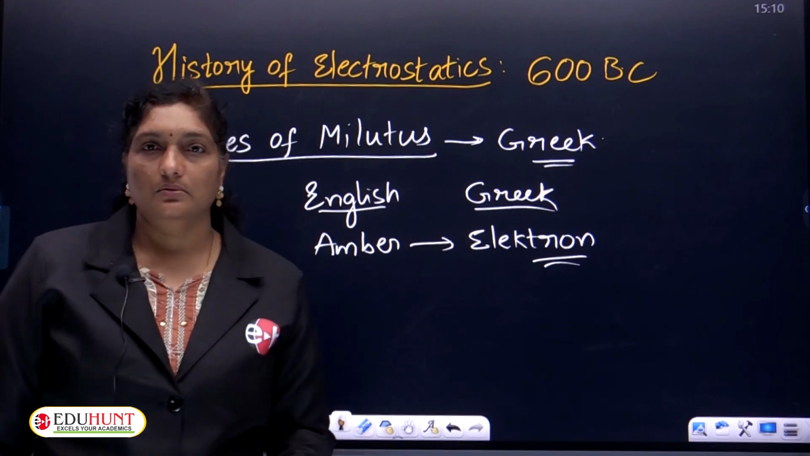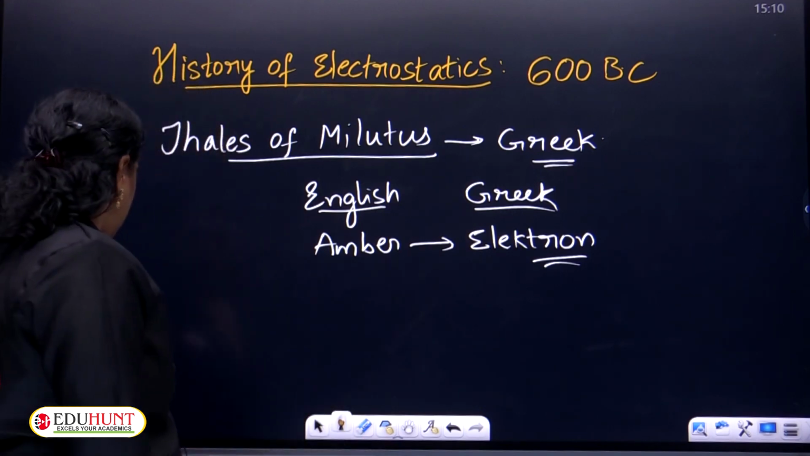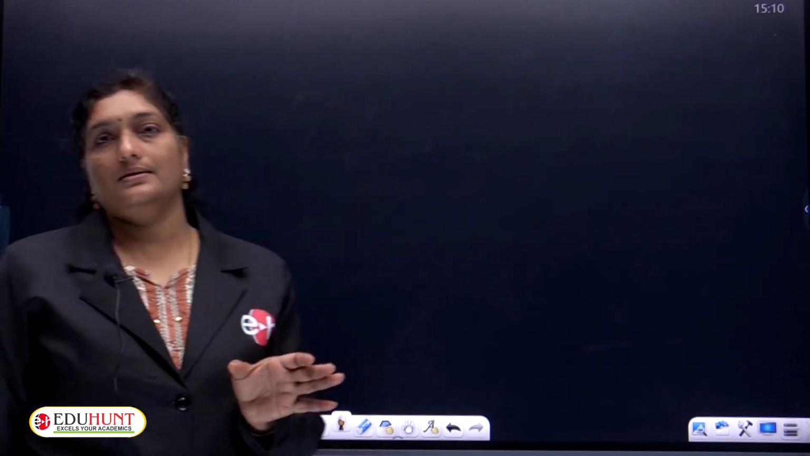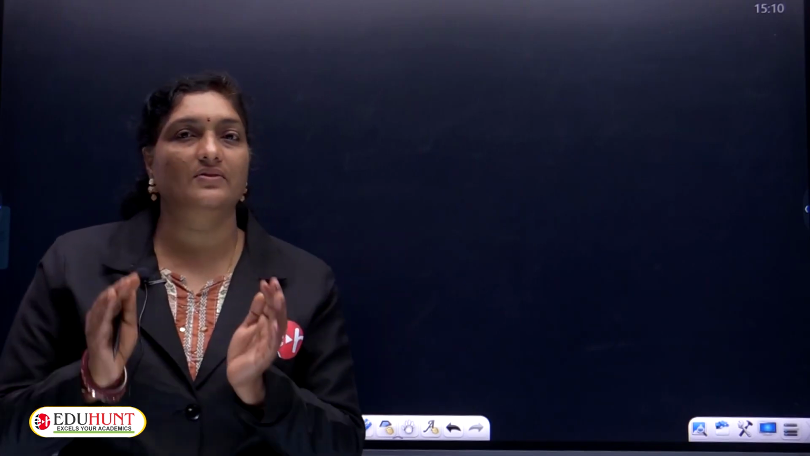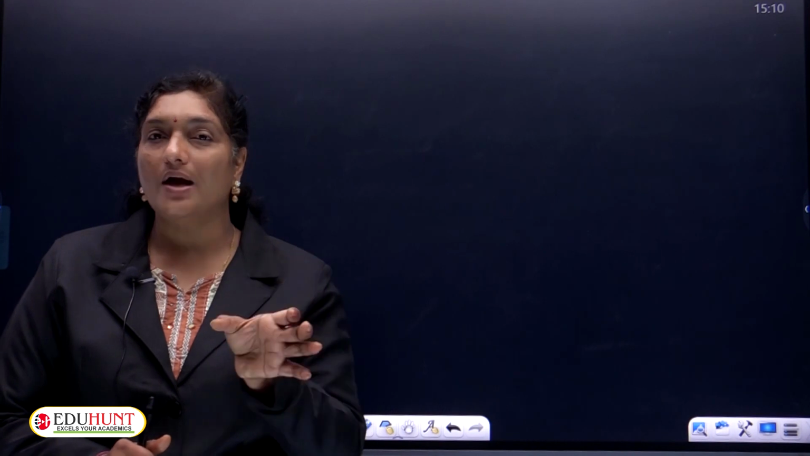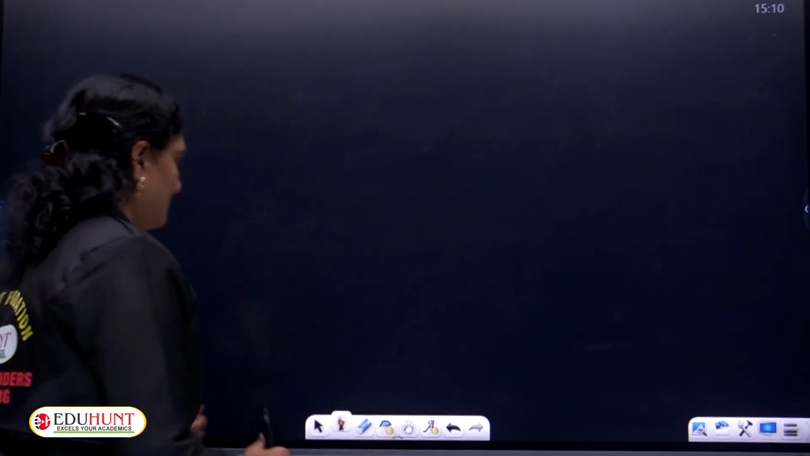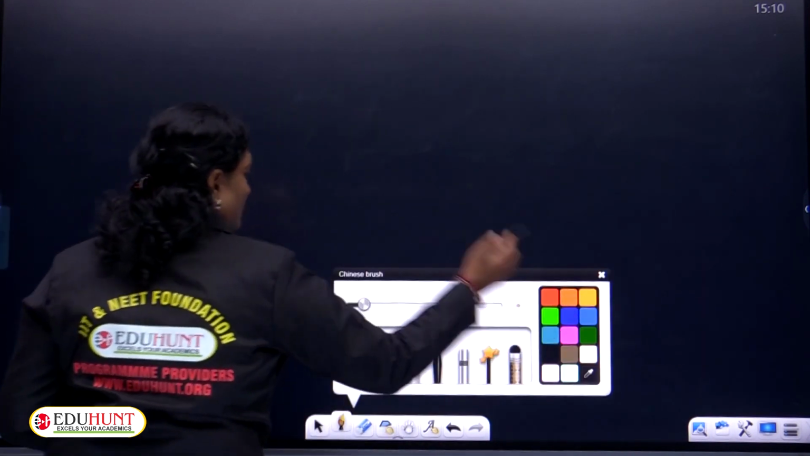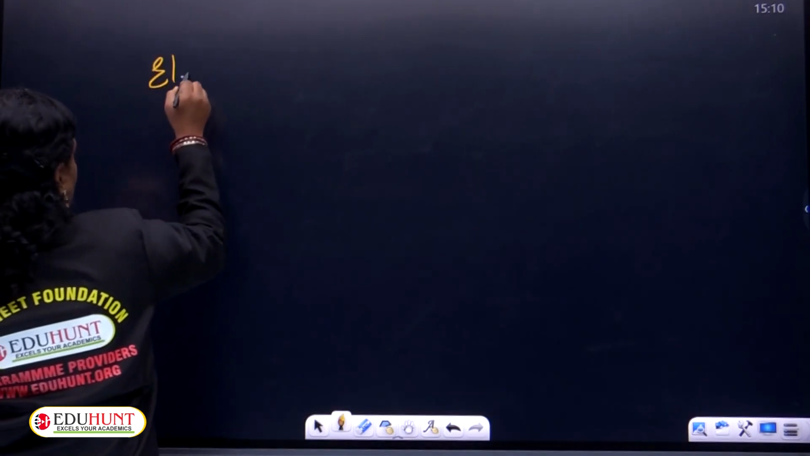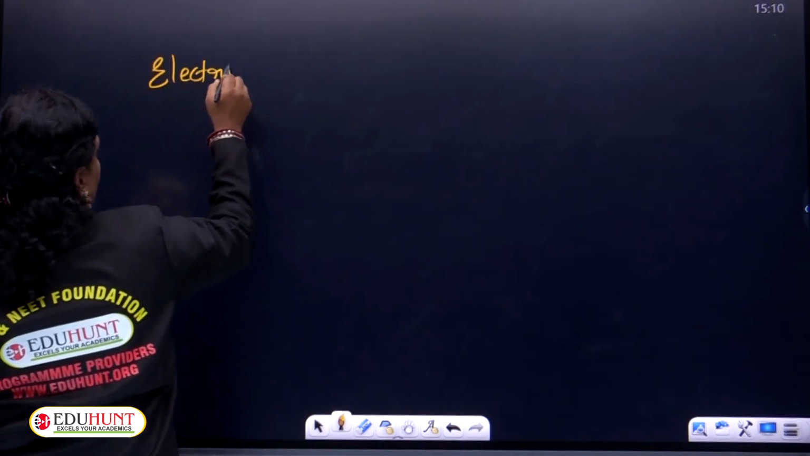So now let us move to the next topic, that is the fundamentals or the properties associated with this electric charge. First of all, let us try to understand what is electric charge. Okay, first one is all about your electric charge. Let us look into its definition.